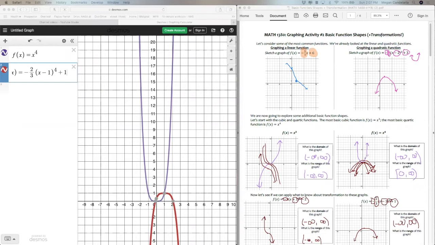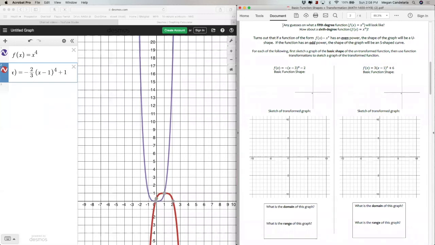Our original range was 0 to infinity. Now our range, our y values, is going to start down here at negative infinity and go up until it hits 1. Once we get above 1, there's no graph. So our range is going to be negative infinity to 1. I'm going to include 1, and I never include infinity. Okay? So we've looked at some examples of cubics and quartics, or fourth degree graphs. Now we're going to keep going.